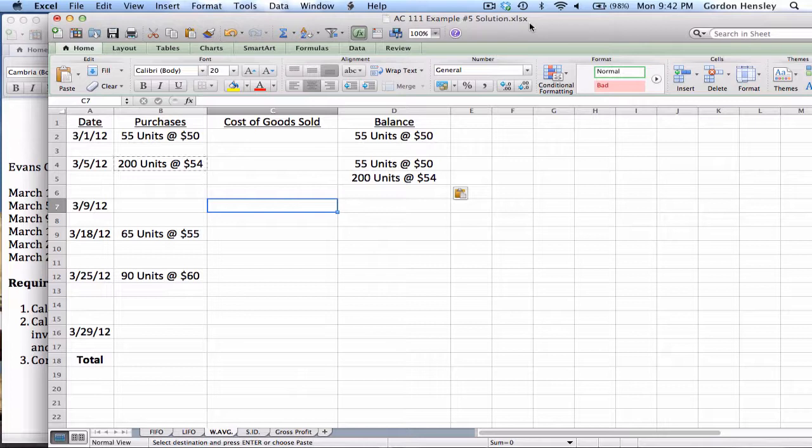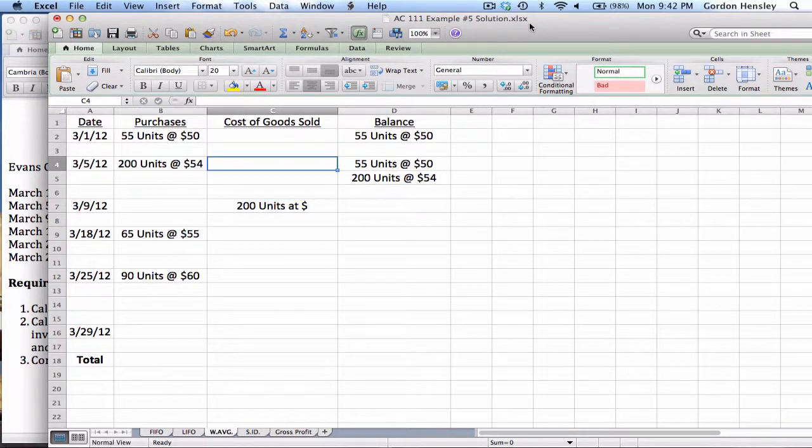And on the 9th, that's when I have my sale. I'm going to sell 200 units. Now, when I sell these 200 units, which units am I selling? I don't know. I'm not going to assume anything. I'm not going to peel the layers off. I'm actually just going to calculate an average. So I know that I sold 200 units, but I don't know the price.